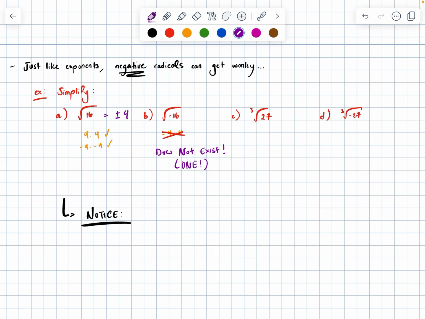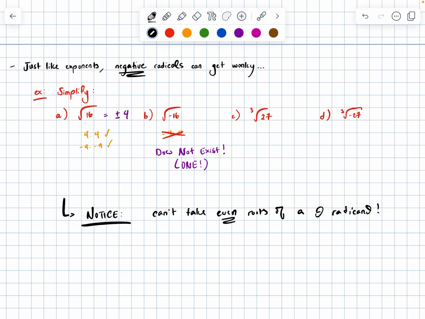It turns out that the square root, the fourth root, the sixth root of any negative number, as long as we have an even root, it is in fact impossible to find an even root of a negative radicand. If the number inside the radical is negative and the index, that little number off to the side of the radical, is an even number, we can automatically say it does not exist.